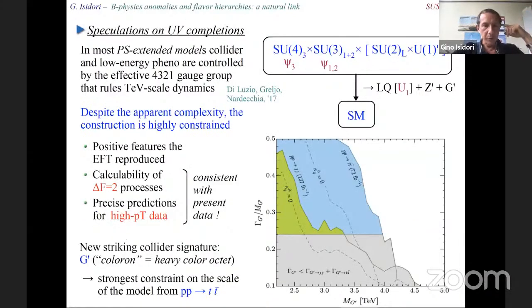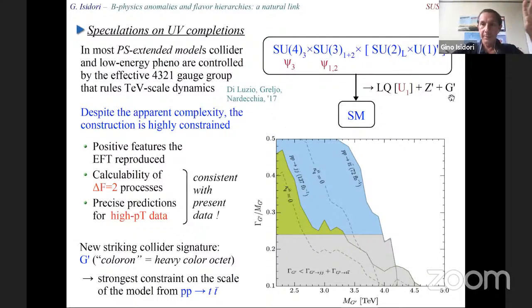But I want to mention one key point from the point of view of phenomenology. If we have this 4-3-2-1 model, when we break it down to the standard model, we have more gauge fields, not only the leptoquark, more massive gauge fields, not only the Z prime, but also a coloron. So a colored, massive octet, which is a spin 1 heavy particle. This one should couple again mainly to the third generation, like bb and top.